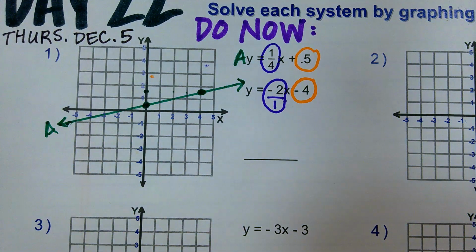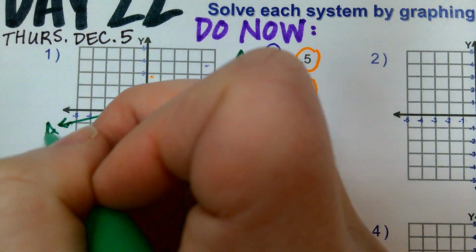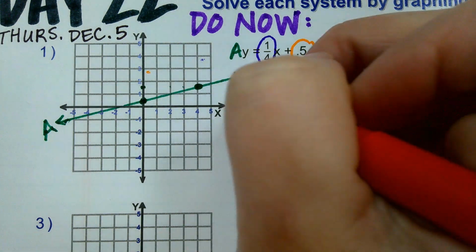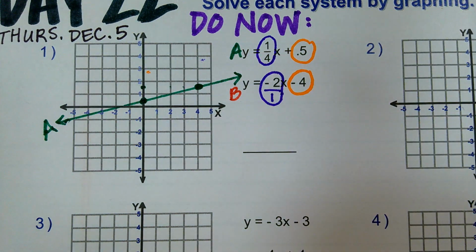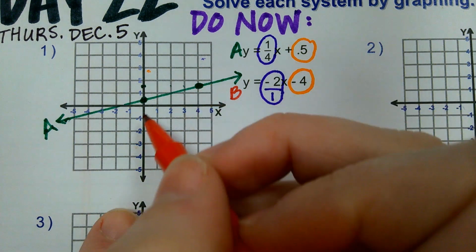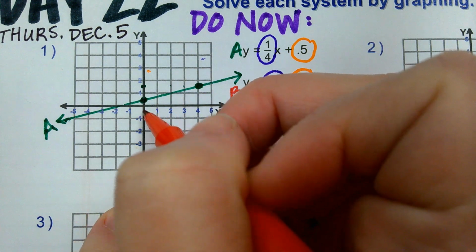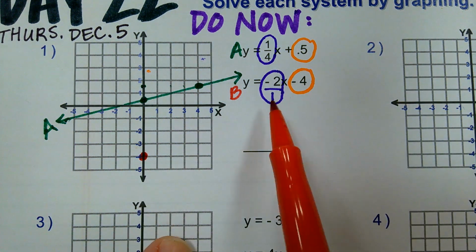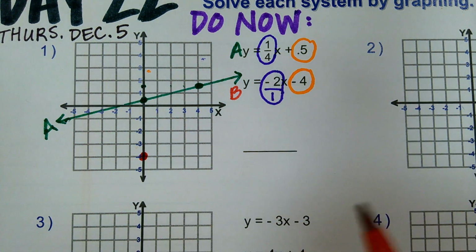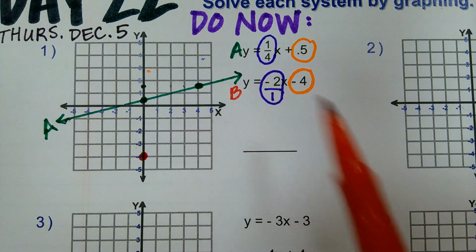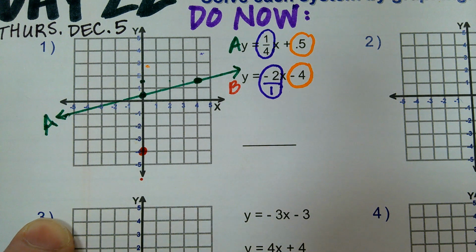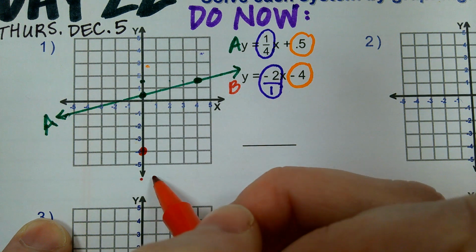Line A. Okay. Now let's look at our second equation. Call that B. So where's our first point go? -4. Good. On the y-axis, -4. So we go down 4 right here. And how do we use the slope to find the next point? Go down 2. Good. 1, 2. And over 1. Good. Over 1.